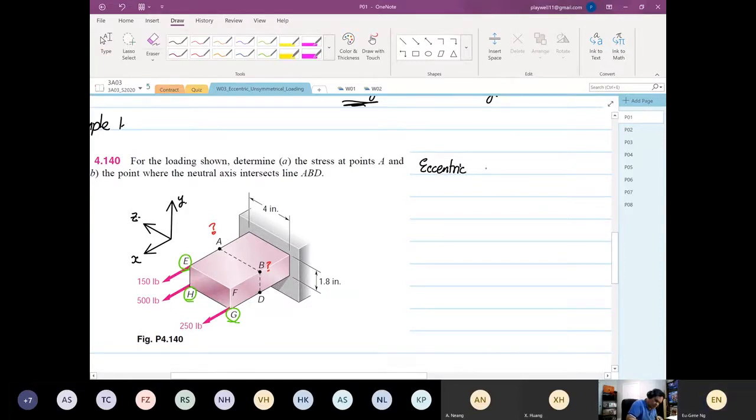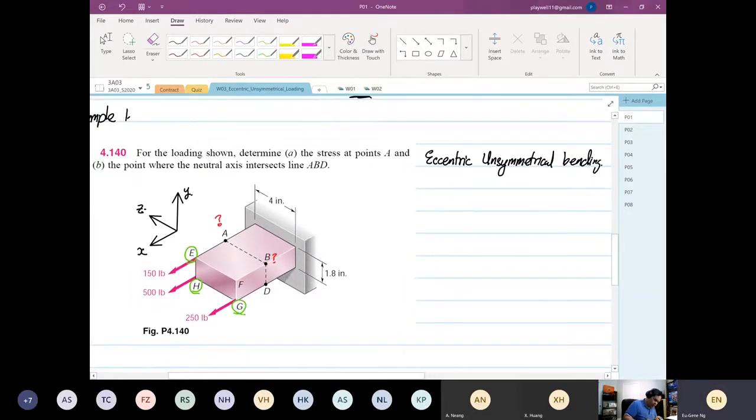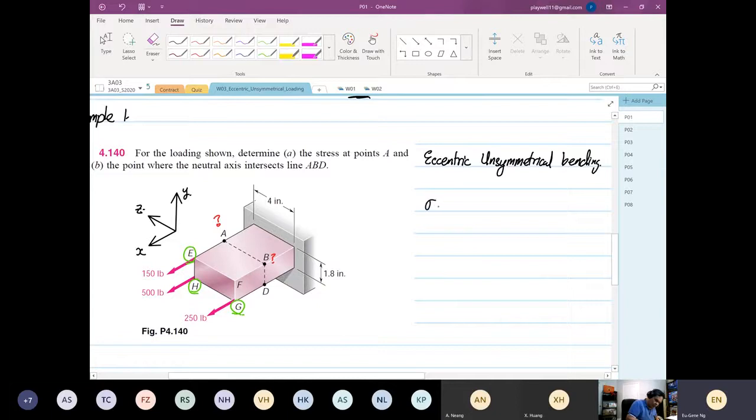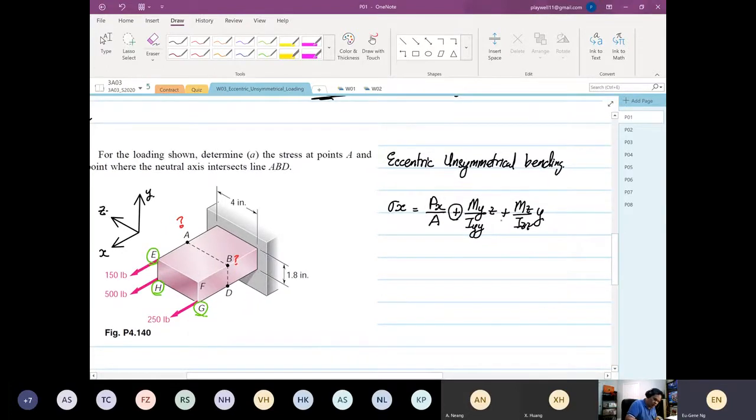Bending. Right. So we are aware that we have to use this formula: Px over A plus My over Iyy multiplied by z plus Mz over Izz multiplied by y. As I said before, don't worry about the sign. We will worry about it later on when we do the analysis.